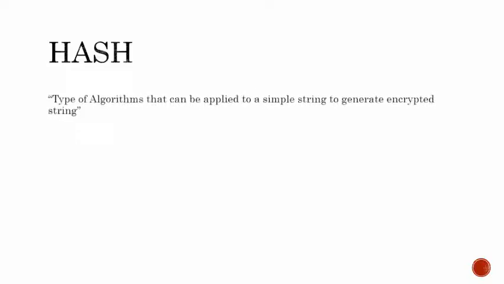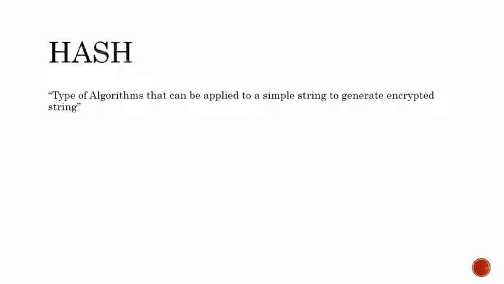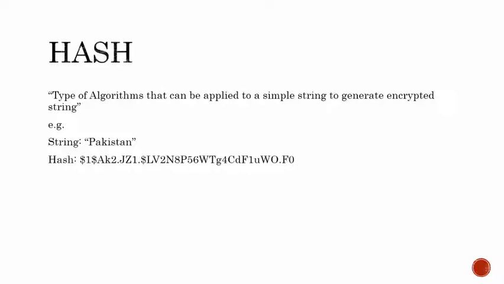Now what is a hash? Actually, a hash is a type of algorithm that can be applied to any simple string to generate an encrypted string. Suppose we have the string Pakistan, and if we hash that string, then it will be converted like this. So by reading $1 AK2.jz and so on, you won't understand what this hash means. So using this hash, in case your database gets hacked, the hacker won't be able to get the passwords of your users because he cannot understand this encrypted form, and it will take years to decrypt this hashed code that we are going to develop.